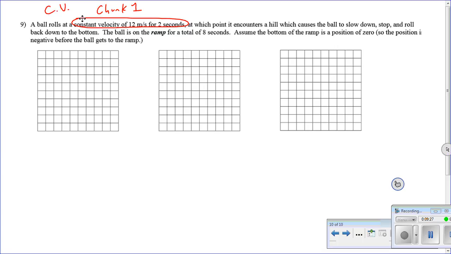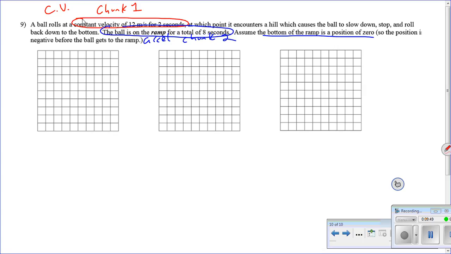At this point, it encounters a hill, which causes the ball to slow down, stop, and roll back down. It says the ball is on the ramp for a total of 8 seconds, and during that time, it's going to be accelerating. So that's going to be our chunk 2. All right, and then it says assume the bottom of the ramp is a position of 0. All right, so let's see what we can do.